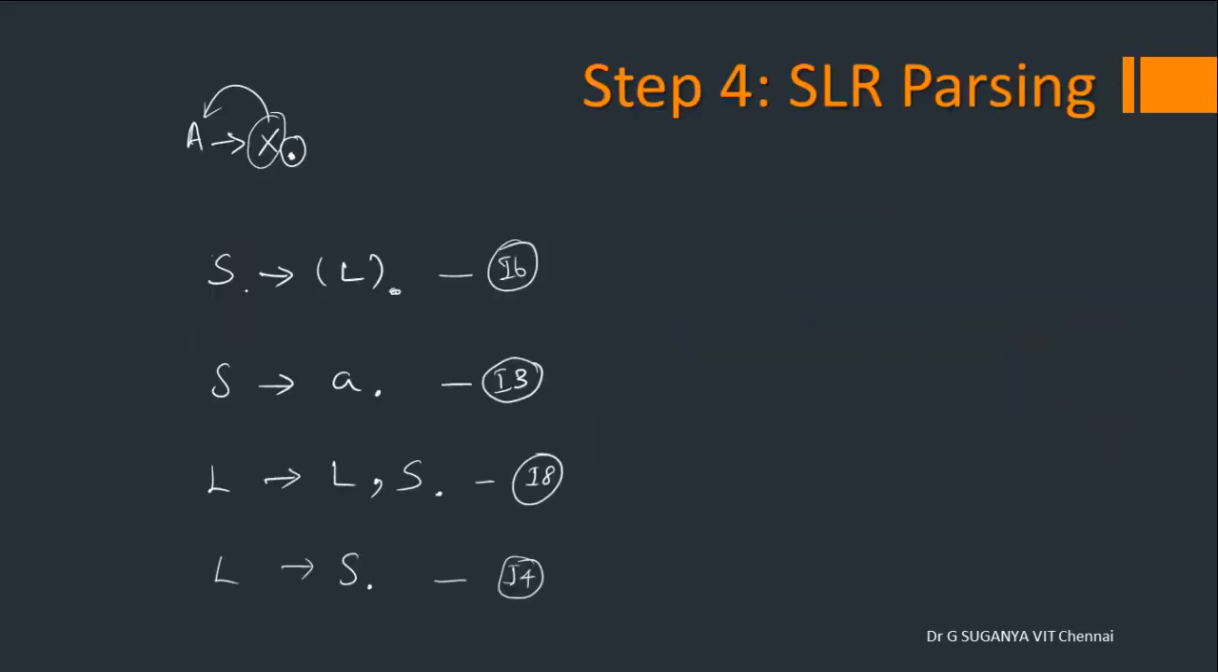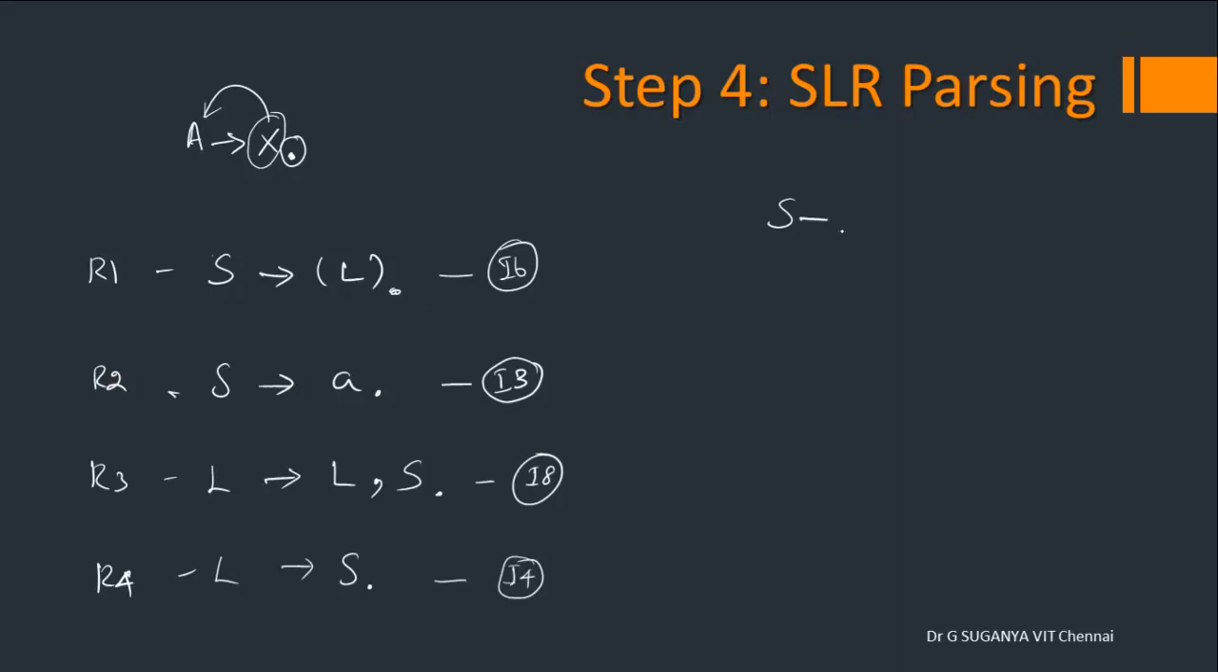Let me name these productions by numbers. This is rule 1, rule 2, rule 3, rule 4. Just for convenience, otherwise you have to write S gives within bracket L in every cell, which would be clumsy. In order to avoid that, we give rule numbers. That's it. Now I'll tell you how to fill up the reduce entries.